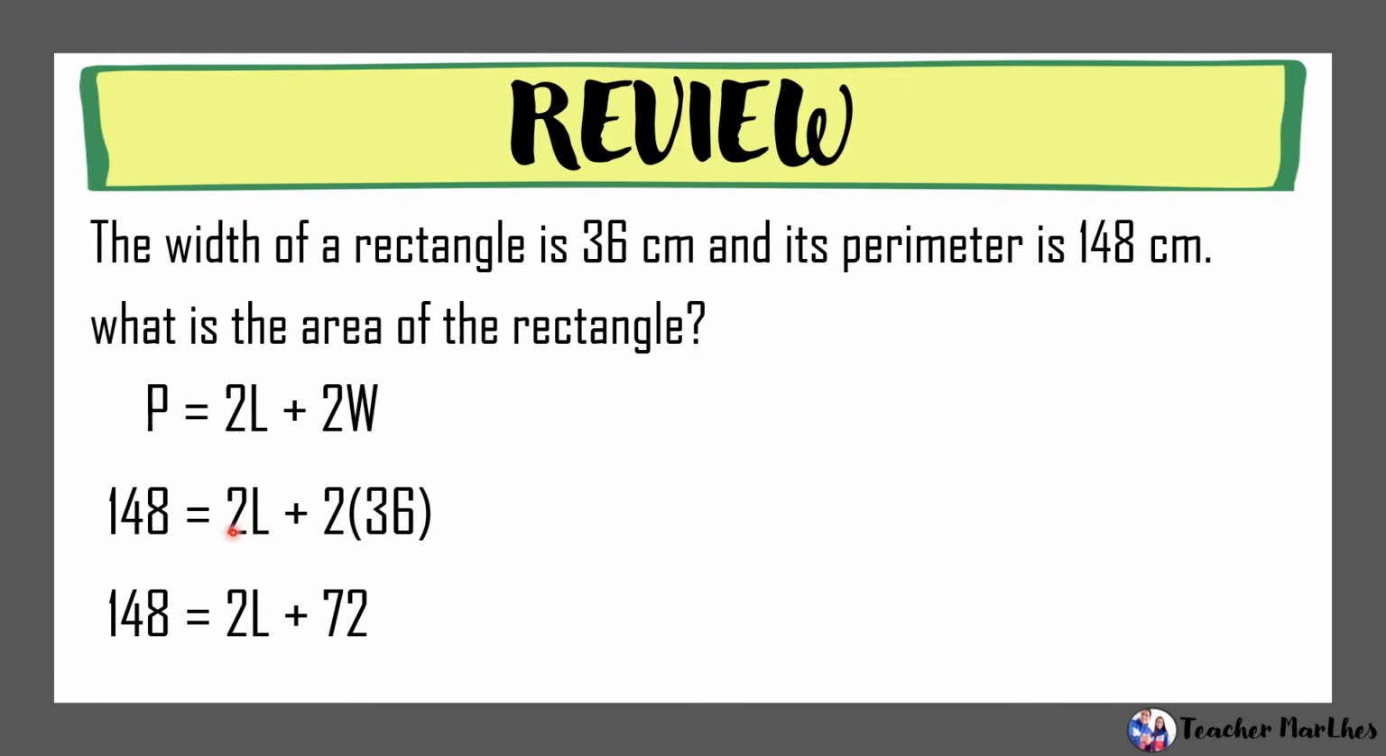148, 2L or 2 times length. Then, 2 times 36 is equal to 72. So, para mahanap natin yung value ng length, so yung 72 ay ililipat natin dito sa kabila using the subtraction property of equality. So, we have 148 minus 72 is equal to 2 times length, or 2L. So, 148 minus 72 is equal to 76, then 2L.